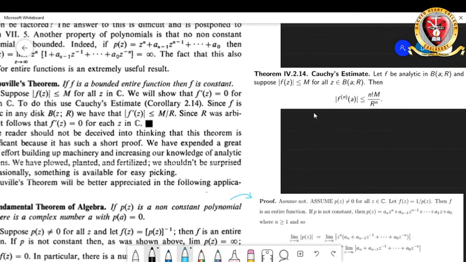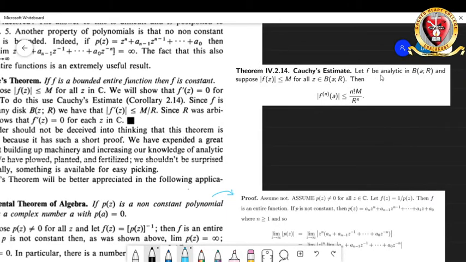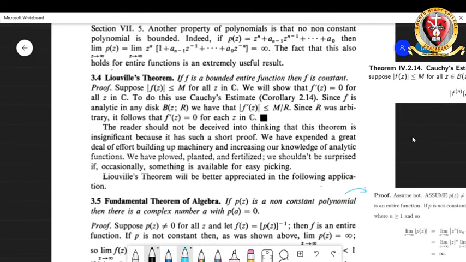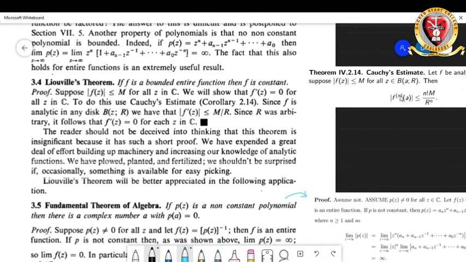What was Cauchy's estimate? Cauchy's estimate says that if the function is analytic in the open disk B_A of R, and if it is bounded like this, then modulus of the nth derivative of f at A is less than or equal to n factorial into M divided by r raised to n, where this A is the center of the open disk we are talking about. So here we just need the value of n to be 1. We are thinking about modulus of f dash of z.